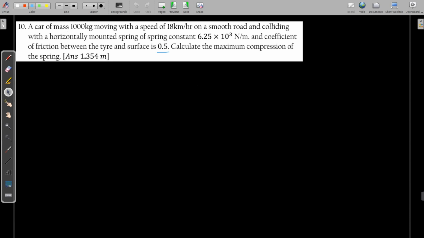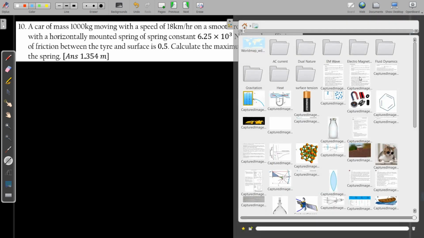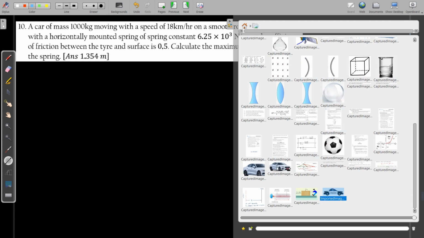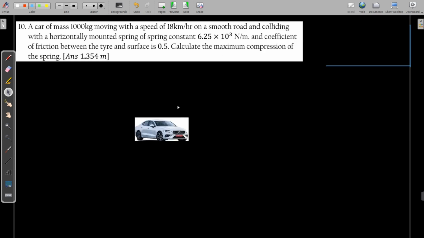Let's see what is given. Here we can see a car of mass 1000 kg is moving with a speed of 18 km per hour. So think in this way. Suppose I consider this to be a car. So a car of mass, let me just get a car over here. Okay, I have got a car.